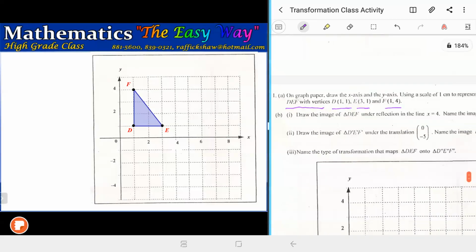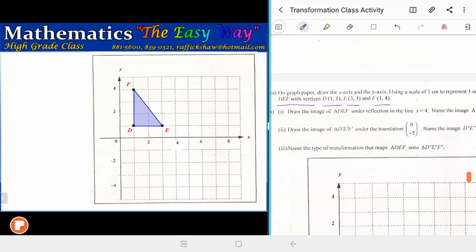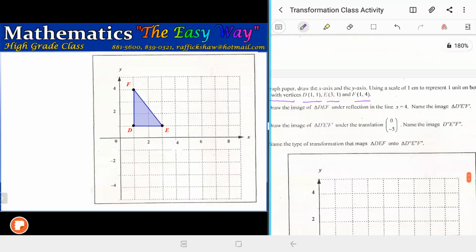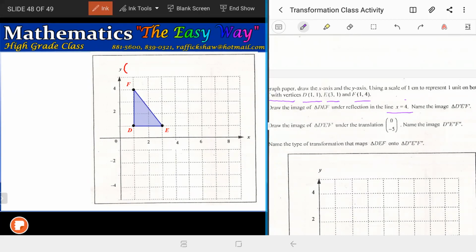Next part says, draw the image of triangle DEF on a reflection in the line x equals 4. Remember, x equals 4 is a vertical line. Lines of the form x equals a number are vertical lines. Why? Because remember that the y-axis is the first vertical line. It is x equals 0. The x-axis is the line y equals 0. So if you want an x equals 4 line as they have here, it must be vertical like the y-axis and pass through 4. So the vertical line passing through 4.